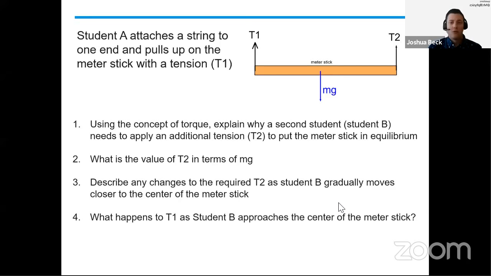But here we've got no fulcrum. I've taken the fulcrum out of this. Now we just have two students holding up this meter stick, one on one side, one on the other. I want to see if you can explain why student B needs to apply a tension at all. See if you can determine a value for T2 in terms of mg. Describe any changes to this second tension as student B gradually moves closer and closer to the center of the meter stick. And while that's going on, are there any changes that student A experiences? Do they notice anything different about their T1?